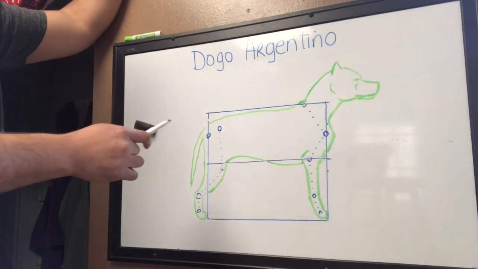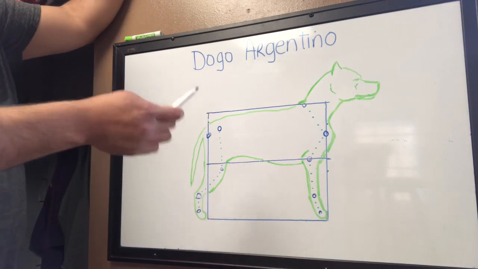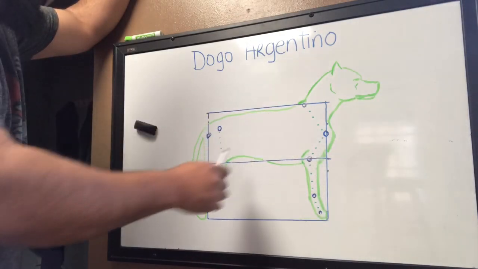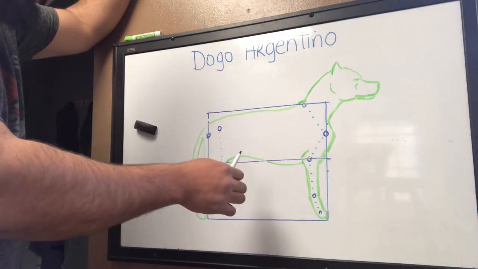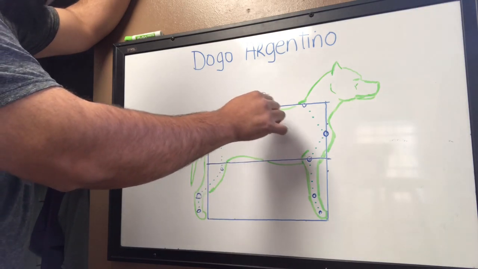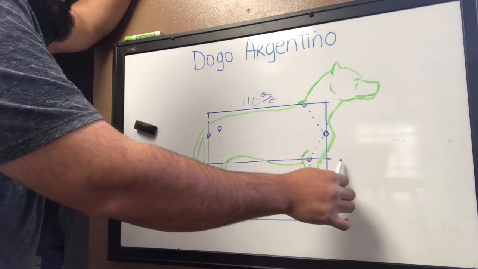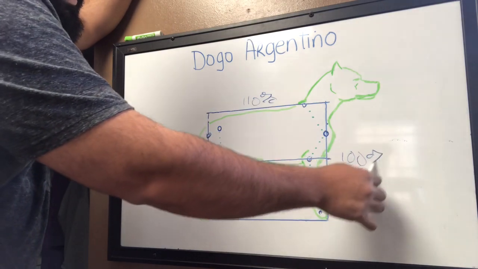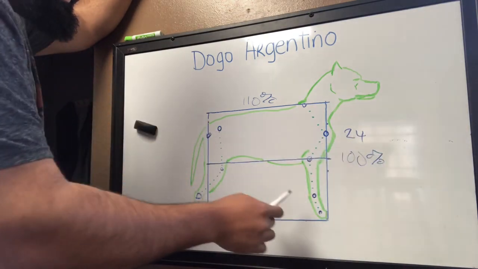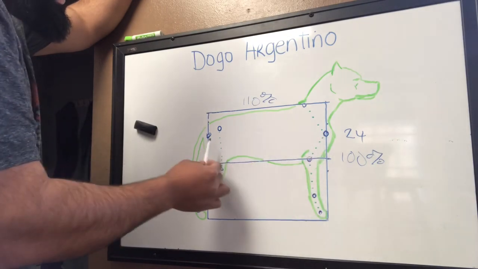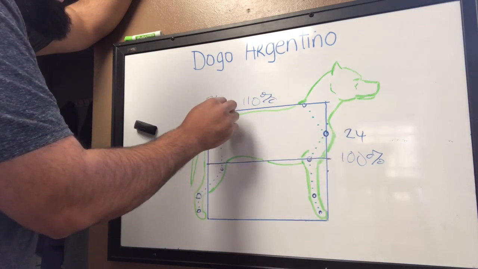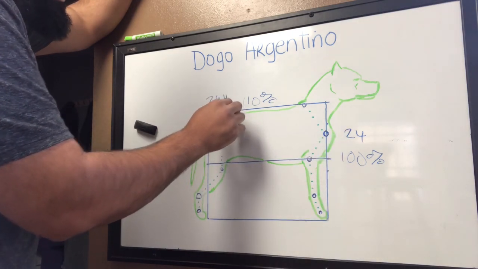So here you have a quick sketch of the proper proportions and angulation of a Dogo Argentino. This rectangle represents the dimensions of the length being 110% of the height being 100%. So for example, if the height is 24 inches, the length from the point of the shoulder to the point of the buttocks would be 26.4 inches.